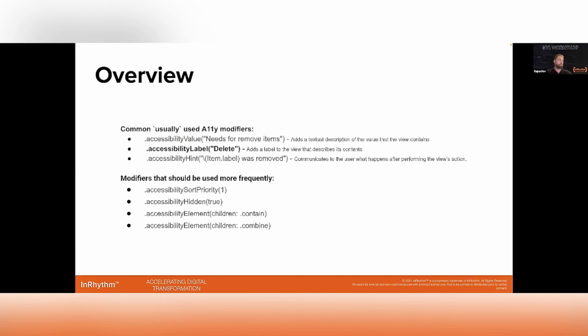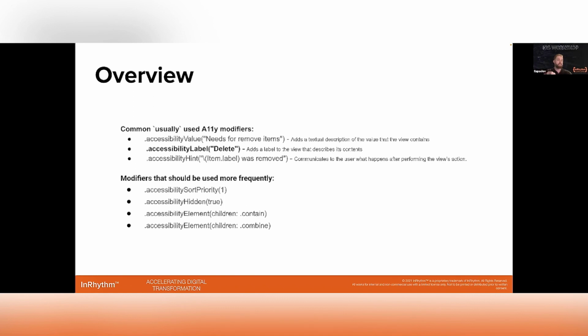Accessibility hint adds contextual information to an element after an action. So the action happens, and after the action we give a hint about what happened for the user. They are used pretty often, but the modifiers that should be used more often are accessibility sort priority, and we will see why, and accessibility hidden, which, as I'm saying, is a really powerful one.